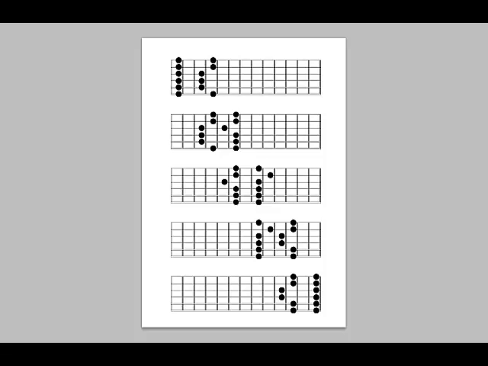So in a previous video we were looking at how you can take these 5 patterns which describe how you can play a major or a minor pentatonic in any key anywhere in the fretboard and digest that information a little bit more efficiently by looking for common shapes.